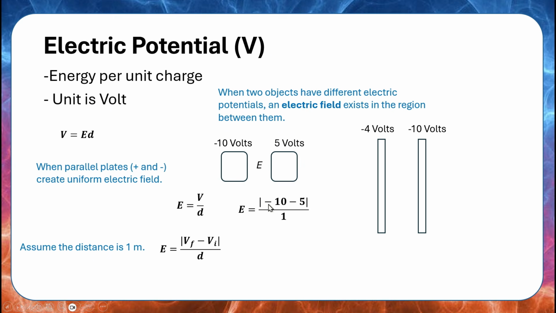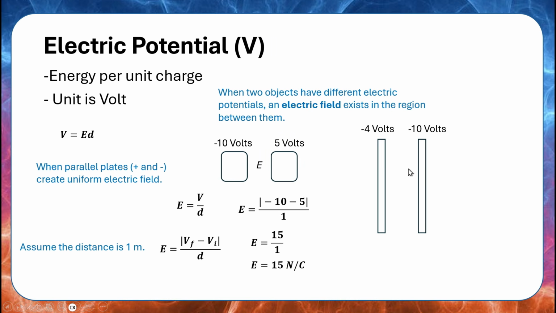So solve -10 minus 5, that gives us -15, and since there's an absolute symbol, that becomes +15, divided by 1. So the electric field made by these two boxes is 15 Newton per coulomb. So that's the electric field.